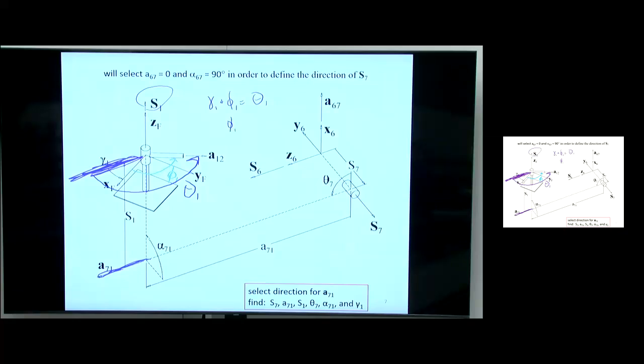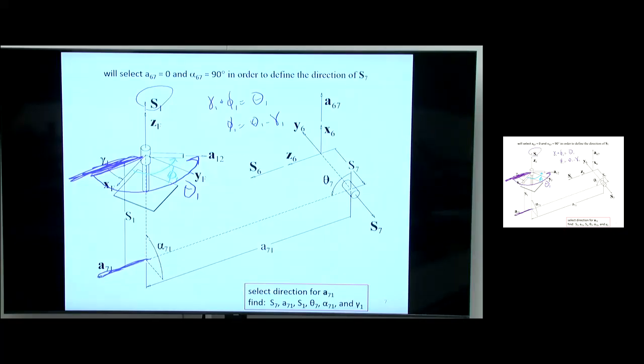So I could say phi 1 is equal to theta 1 minus gamma 1. Okay, so why? We're going to get gamma 1. It's not going to be hard, but why do we care? It's because when we do our analysis of this 1 degree of freedom closed loop mechanism, we're going to calculate theta 2 and 3 and 4, but we're also going to calculate theta 1.